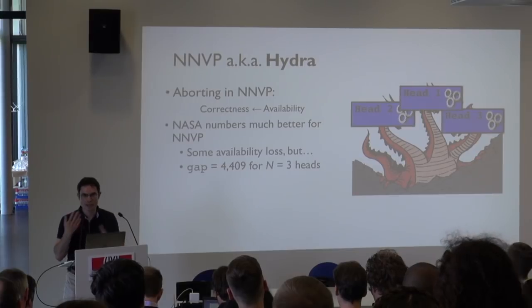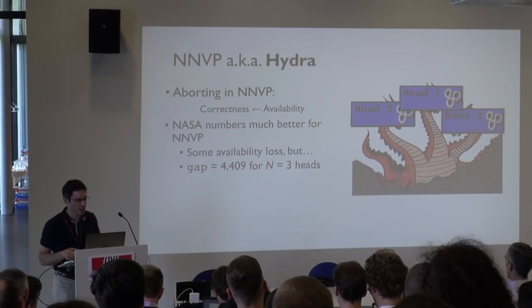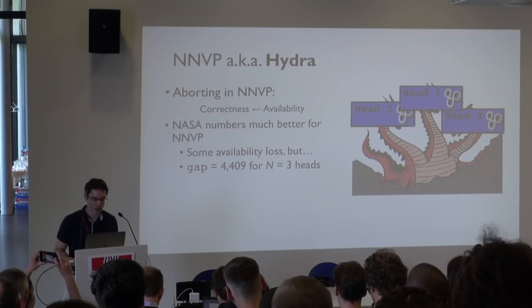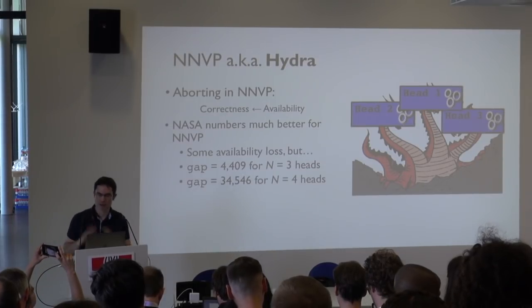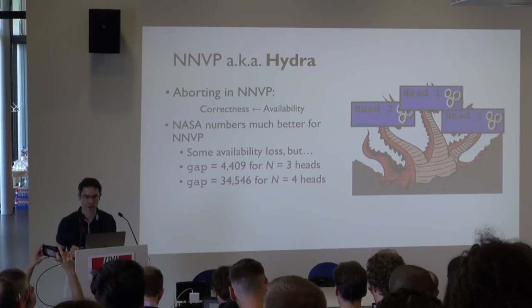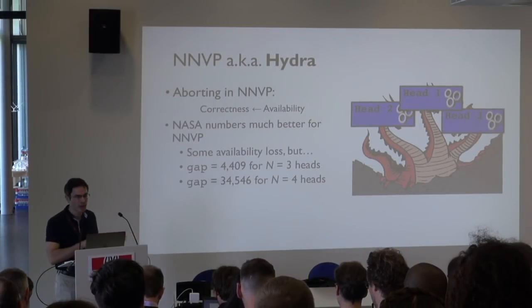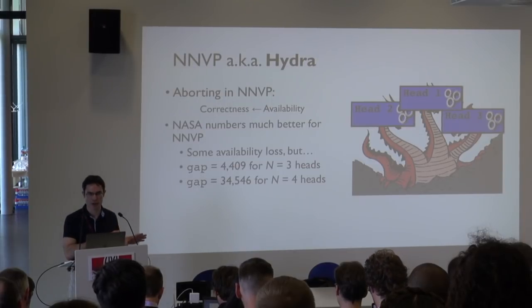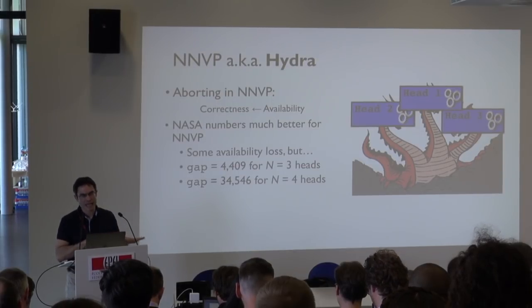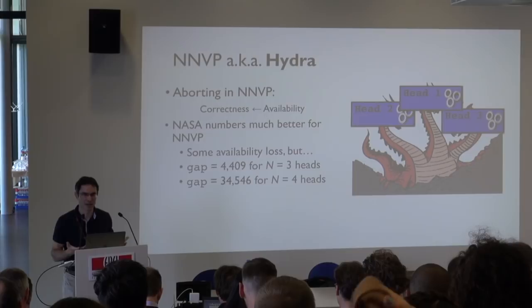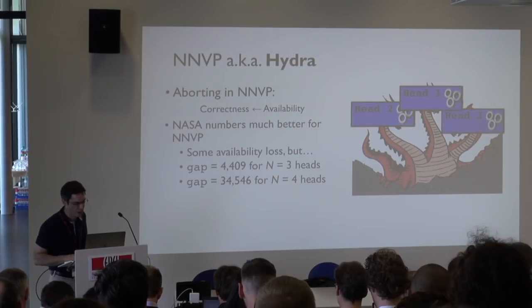So crunching again the numbers from the Eckhart et al. experiments, we get a gap, as you see, of over 4,000 for 3 heads and a gap of almost 35,000 for 4 heads. And in fact, these numbers are probably even better than I'm showing here because in the Eckhart et al. experiments, they didn't distinguish between different bugs in different heads. If 2 heads have bugs, but their bugs are different, then you have independence, and that's not something they took into account in their experiments.